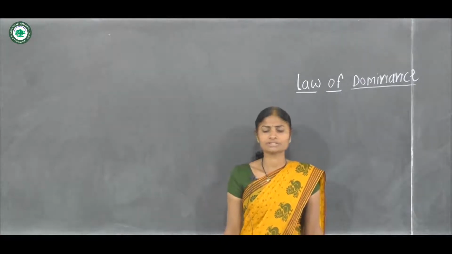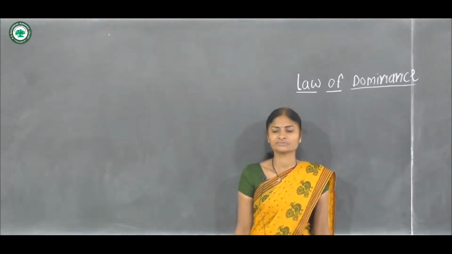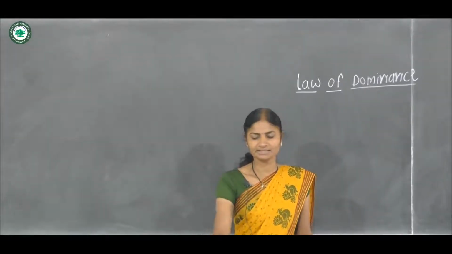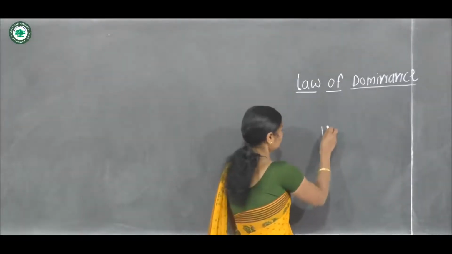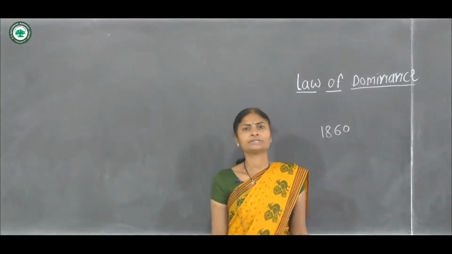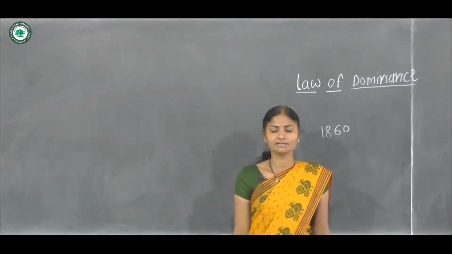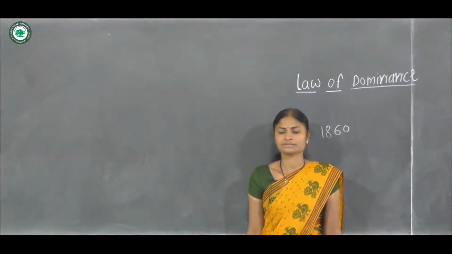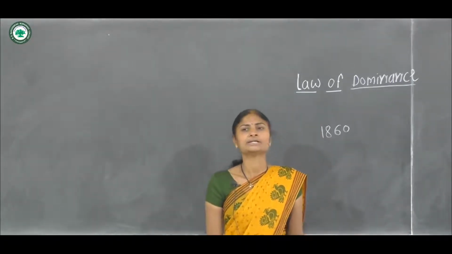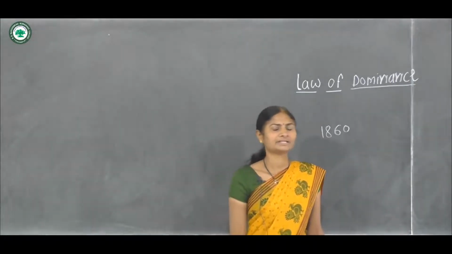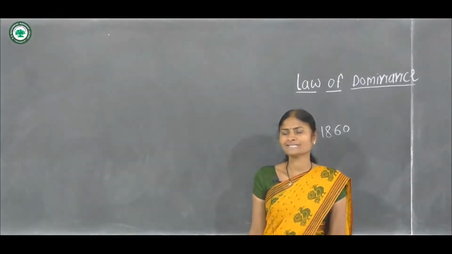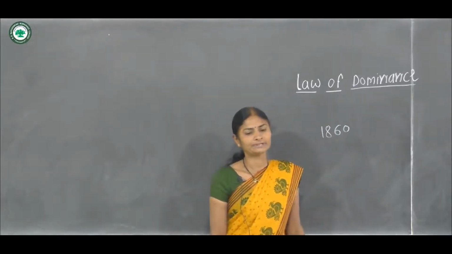Inheritance of biological features, genes, follows laws proposed by Gregor Mendel in 1860. Working with pea plants, Mendel determined three laws. The first law is the law of dominance, the second is the law of segregation, and the third is the law of independent assortment. Out of these, we discuss the law of dominance.